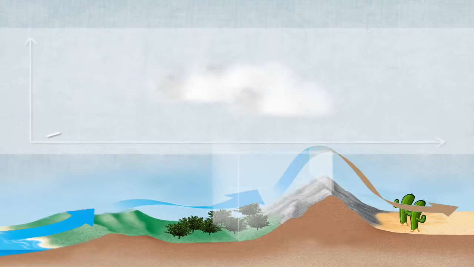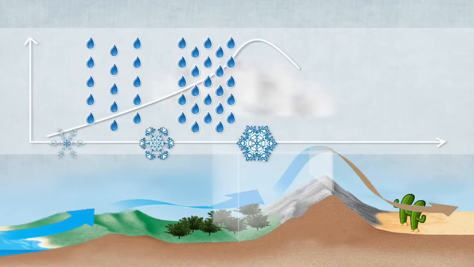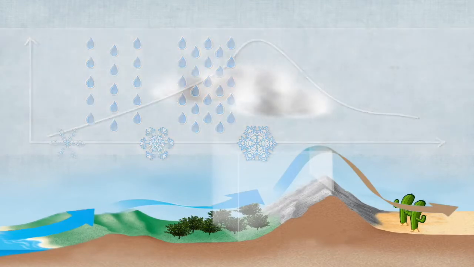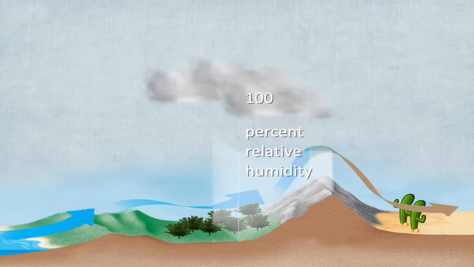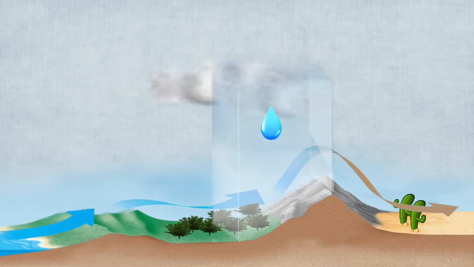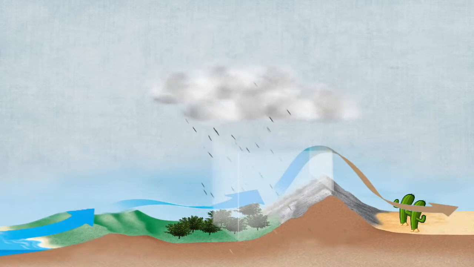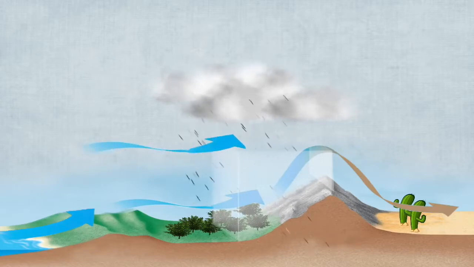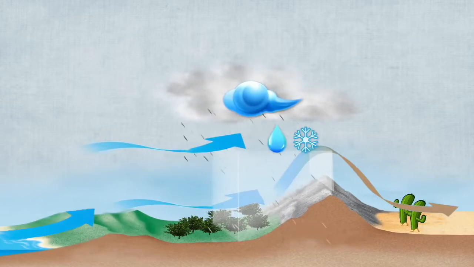As air continues to rise up the mountain, it cools to the point it's at its maximum capacity to hold water vapor. When air is at its maximum capacity, it is at 100% relative humidity. Further cooling will cause excess water vapor to condense or turn into liquid water. This forms clouds. If enough condensation occurs, rain or snow will fall out of the clouds. As long as the air continues to rise up the mountain, condensation, clouds, and possibly rain or snow will occur.